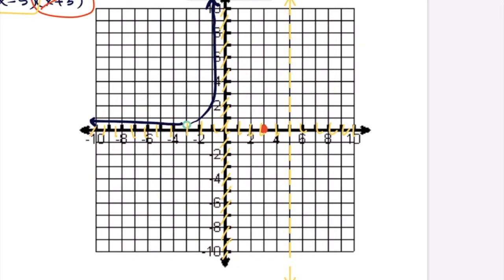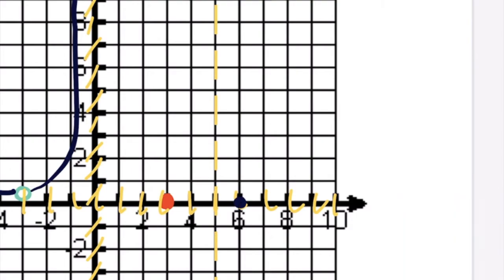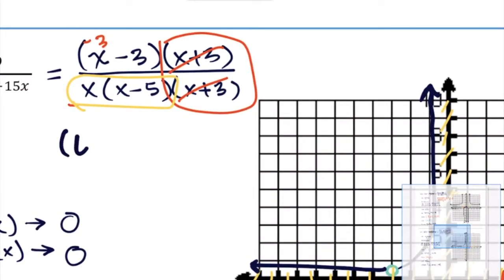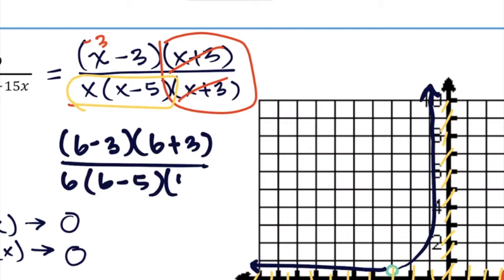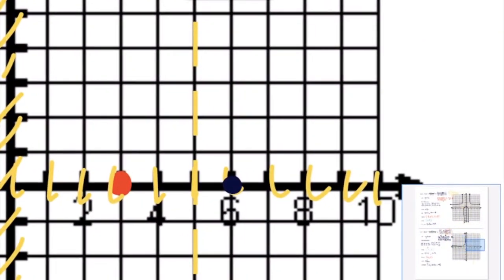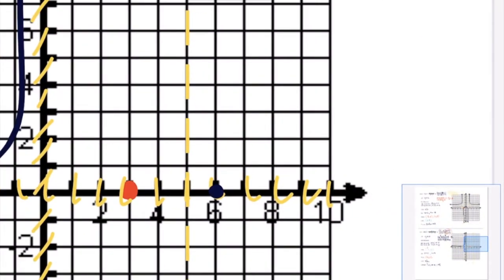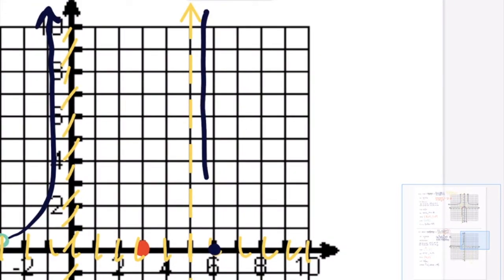On the right side, I'm going to go ahead and plug in a +6 for my x. So if I do 6 - 3 times 6 + 3 over 6 times 6 - 5 times 6 + 3, we end up with, this is a 3 times 9, so a 27 on top. On bottom, we have a 6 times 1 times 9. 6 times 9 is 54, and we end up with a 1/2 right there. What that tells us is that the other side of our function right here is going to have to be on top.